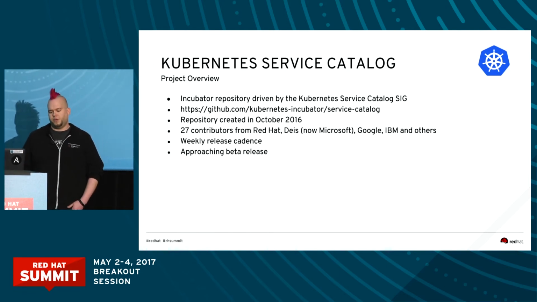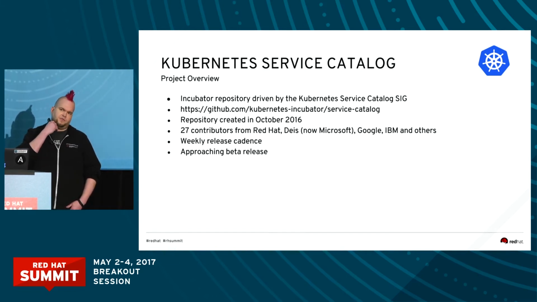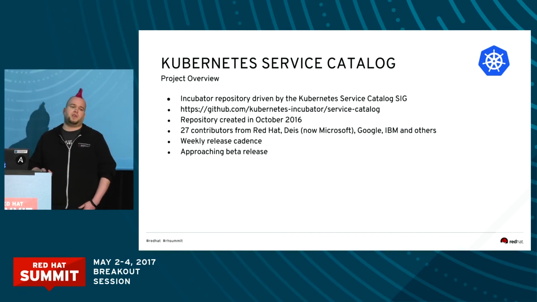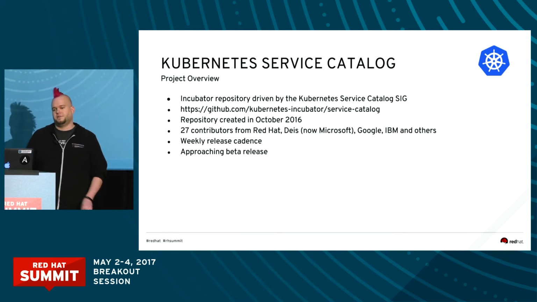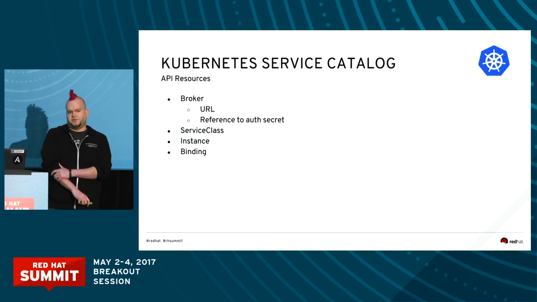We're doing weekly releases right now on an alpha version. And it's our hope in the next 2 to 3 weeks that we'll be able to take the Service Catalog API to beta and start doing beta releases. So let's talk about what that API looks like.